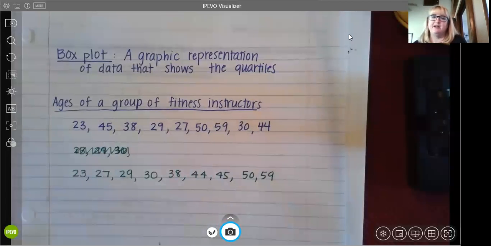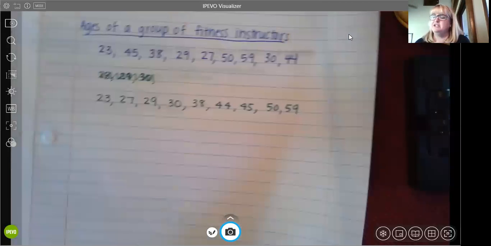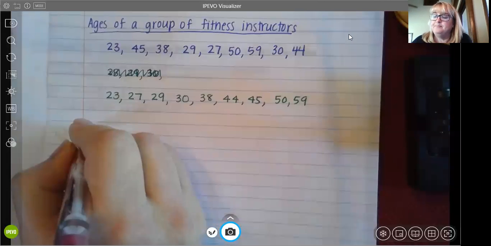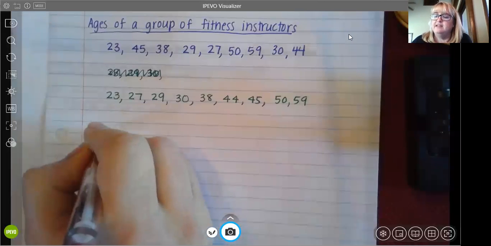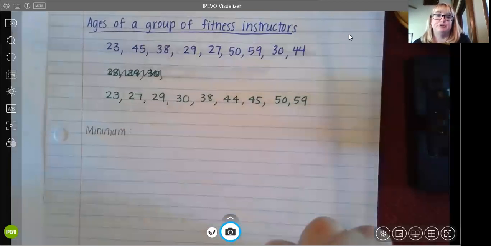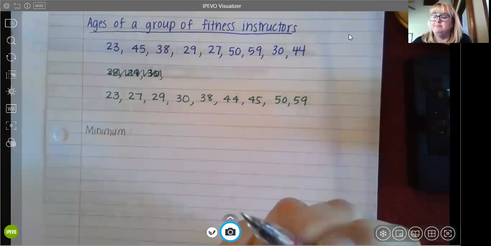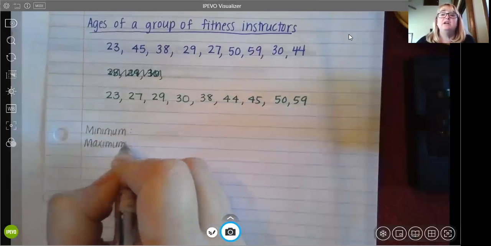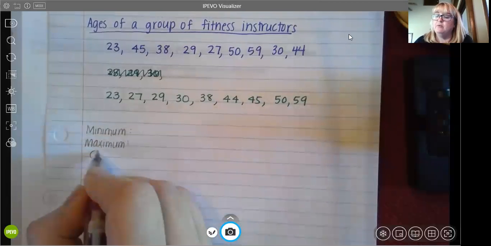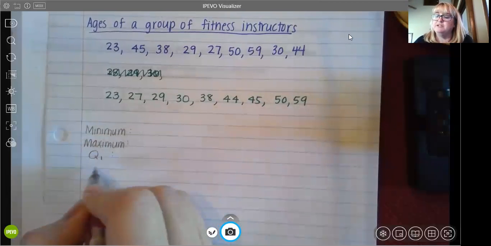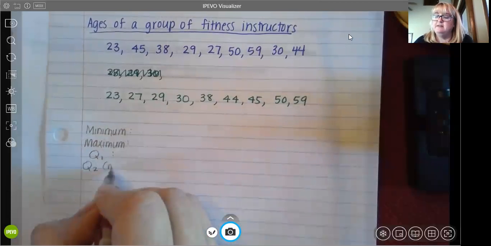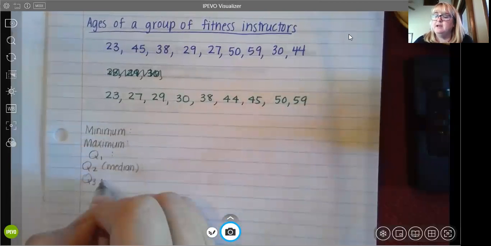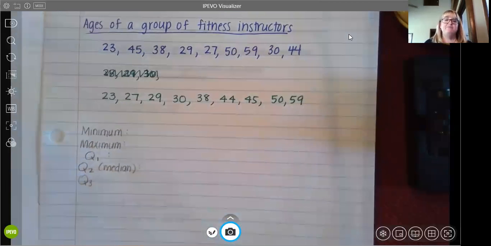Now, to make a box plot, you need 5 pieces of information. You need the minimum. I think in the lesson they call it the lower extreme. You need the maximum. And then you need your quartiles. You need quartile 1, quartile 2, which is also the median, and quartile 3. Okay? So you need those 5 pieces of data.